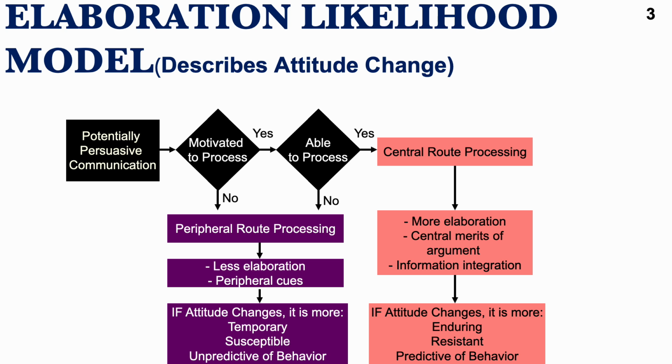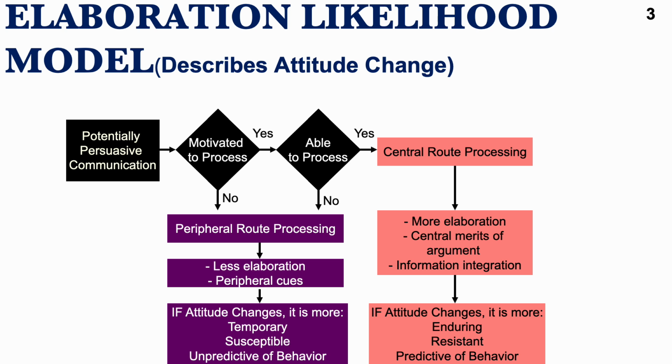On the other hand, let's say I see some level or hear some level of persuasive communication and I'm not motivated to process it. Or let's say I am motivated to process it, but I'm not able to process it. Let's say I see it on my cell phone, but then I suddenly lose Wi-Fi, right? So I'm not motivated to process it, or I'm not able to process it, excuse me. If that's the case, then you go through peripheral route processing.